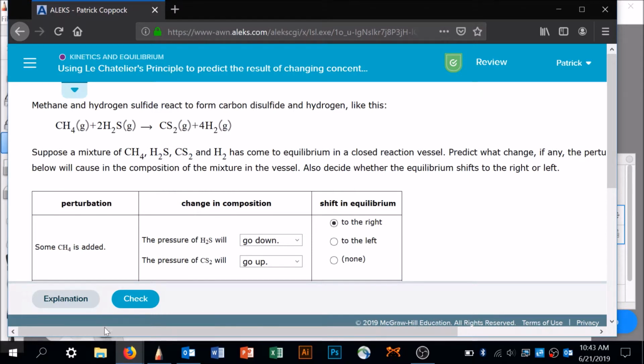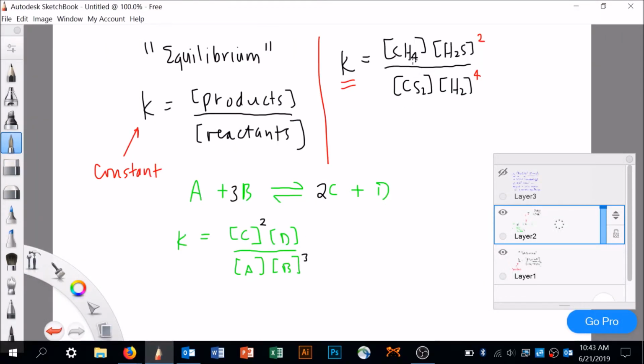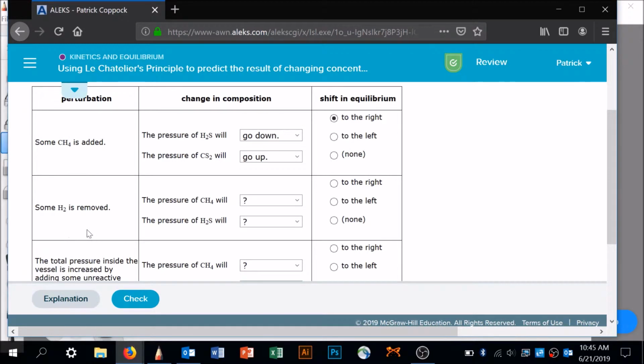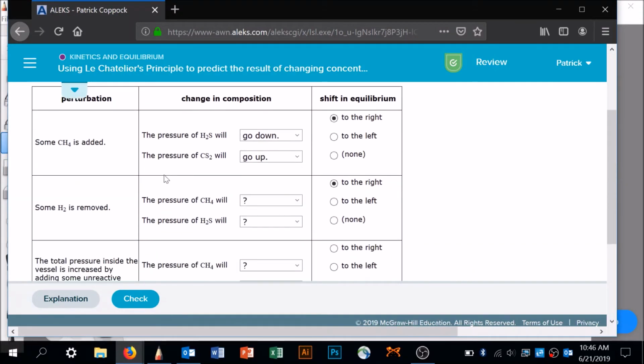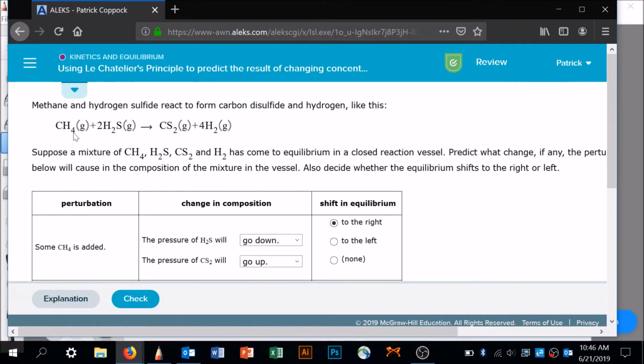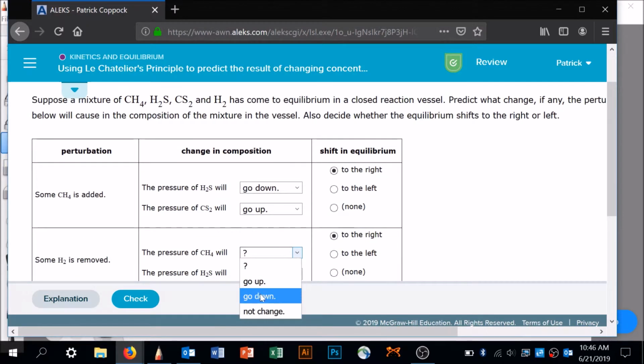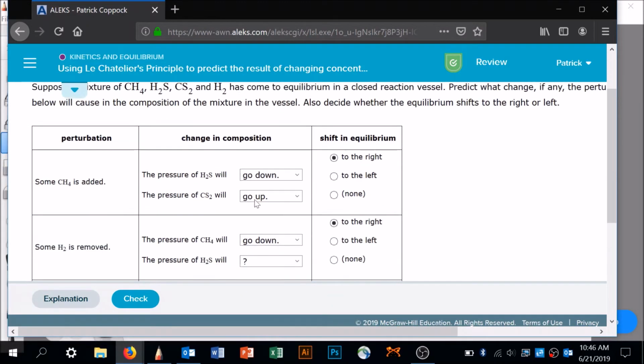If this goes up, and I can get that by looking at this, in order for this ratio to stay the same, that's going to have to go down, right? So let's go down here now. If H2 is removed, that means the system's going to have to bring more H2 this way, right? So consequently, the system's going to go to the right, and we're going to increase CS2. That's not on there. But we're going to decrease methane. That's going to go down, and H2S is going to go down, right?